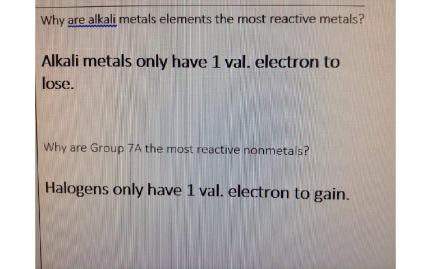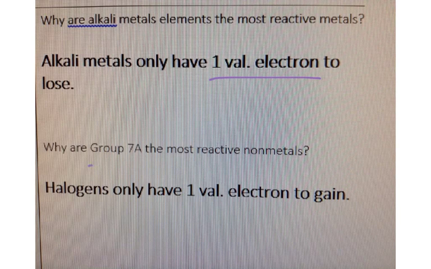Okay, why are alkali metals the most reactive? Well, alkali metals only have 1 valence electron. Losing 1 valence electron to make it have 0 is a lot easier than losing 2. So therefore, the alkali metals will lose their 1 valence electron a lot more readily than an alkaline earth metal, which would have to lose 2. The more able you are to lose or gain electrons, the more reactive you are.